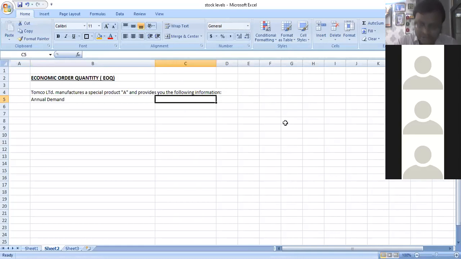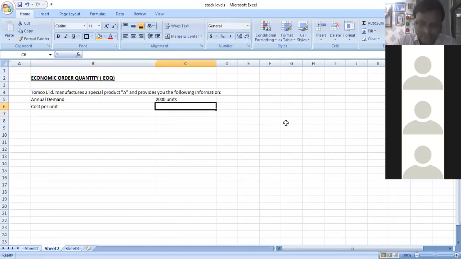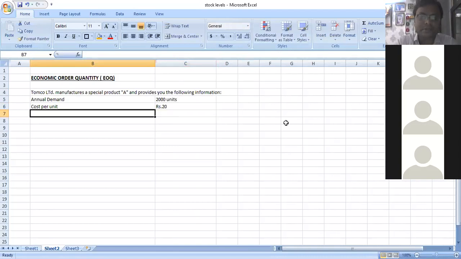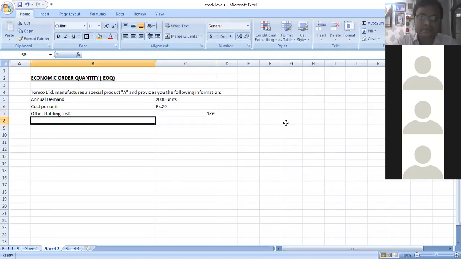Annual demand is 2000 units. Then cost per unit. Purchase cost per unit, you consider rupees 20. Then other holding cost. Other holding cost, that is 15%.